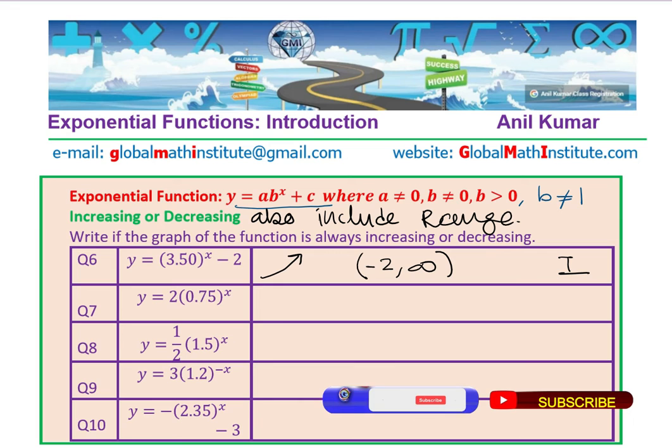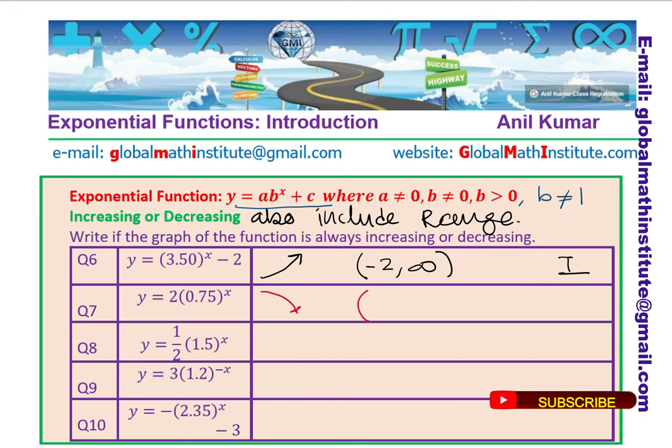Find it interesting, right? Now the second one here, which is question 7, 2 times 0.75 to the power of x, which definitely is decreasing. And since it is decreasing, we know the range is from minus infinity to 0. So it is decreasing. Makes sense. So likewise, you can now complete and answer these questions.